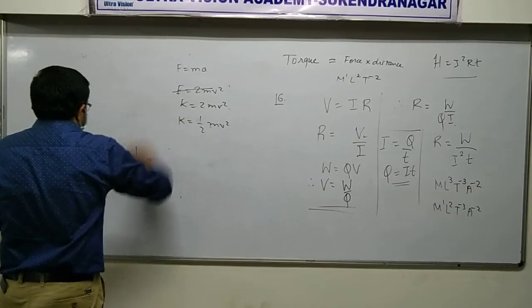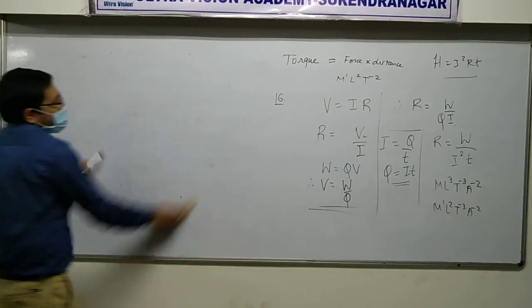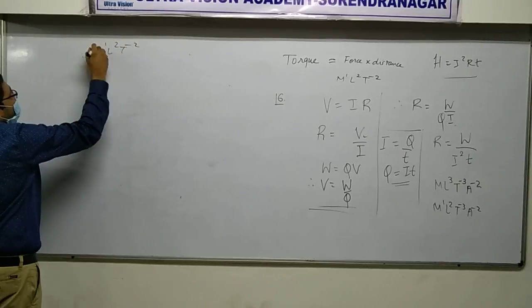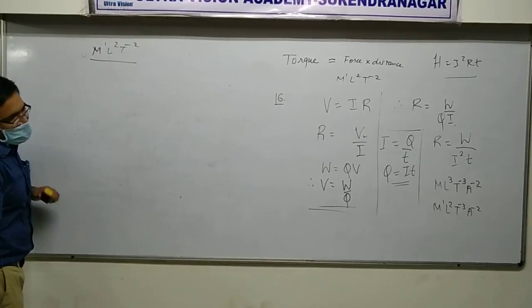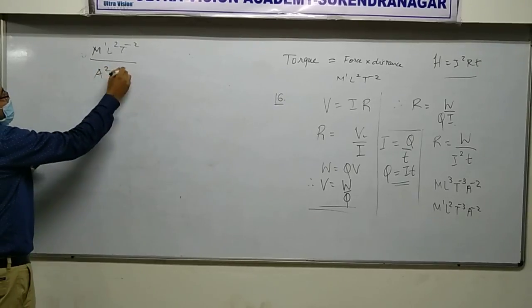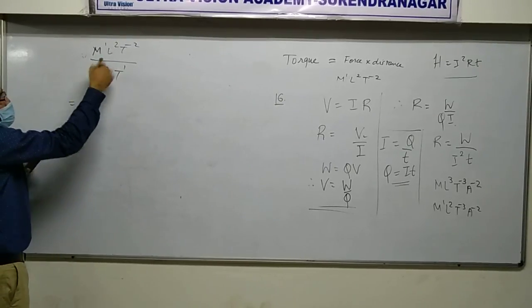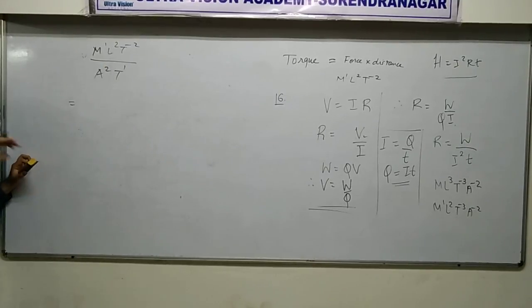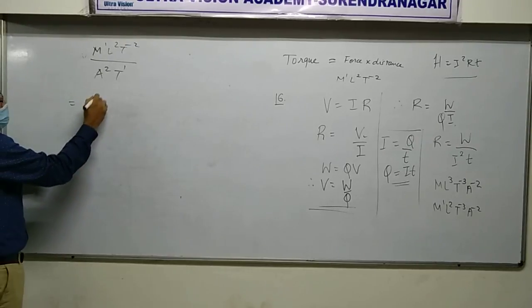Let's see. M raised to 1, L raised to 2, T raised to minus 2. Clear or not? Yes. Divided by L square, that is A raised to 2. Yes or no? And T, T raised to 1. Okay, so now we have to divide them. When you divide and multiply, powers are added, subtracted. Clear? That rule you cannot forget. And I am not going to teach it again. If you want, you can learn it from your friends. I am not going to teach it. Those who did not get it earlier.